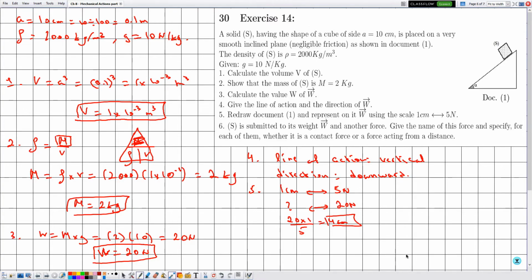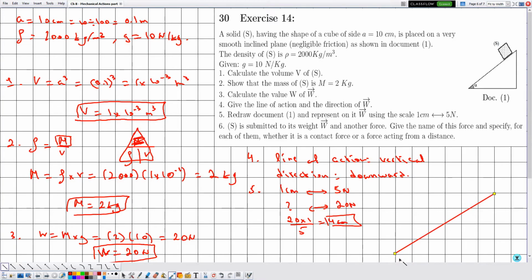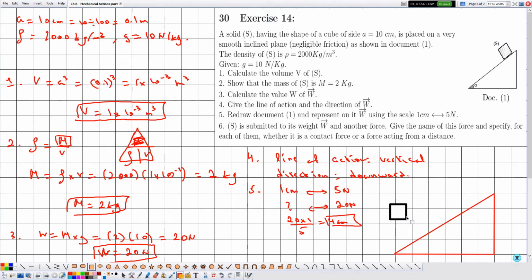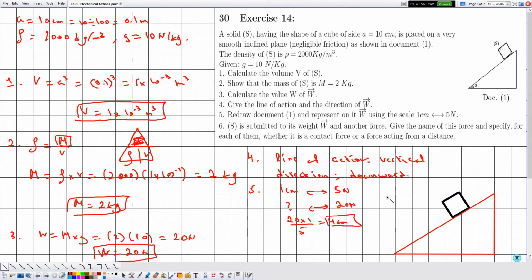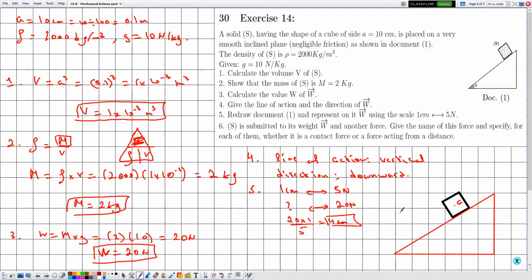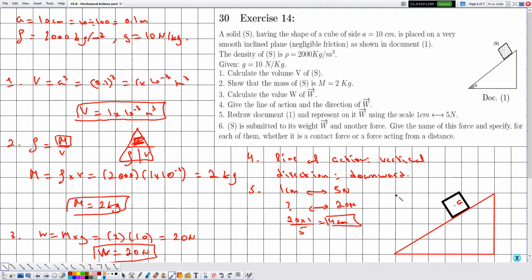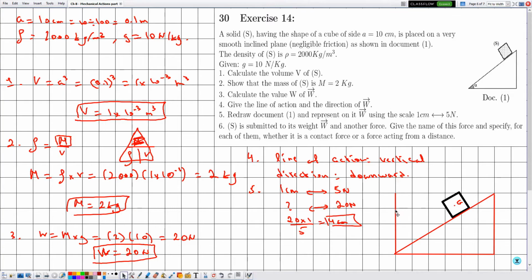Now let me sketch again document 1. And here, this is the center of gravity G. Let me draw here a vector given by 4 centimeters like this. So this is the weight. Each grid here represents 1 centimeter, then 4 centimeters corresponding to 20 newtons according to this scale.